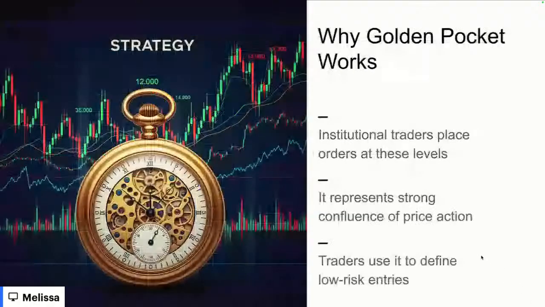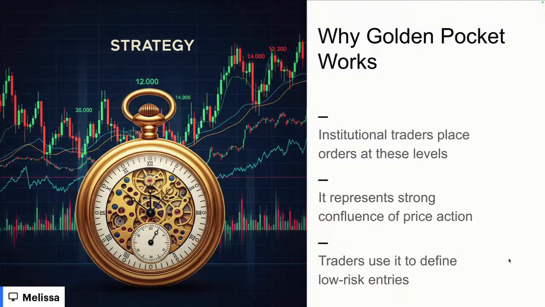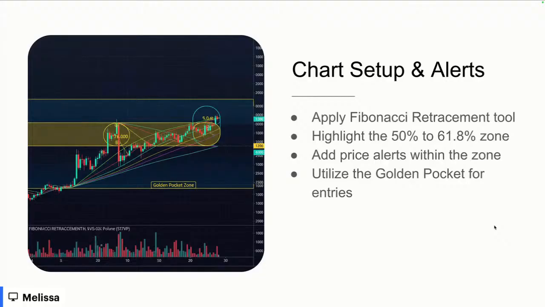Now, why the golden pocket works. The reason the golden pocket works is because it's where institutions and smart money often look to enter trades. This makes it a magnet for price action during retracements or during pullbacks in a bullish market like we are currently in. It provides a low risk entry because the zone is often not that wide. So it does limit my risk.